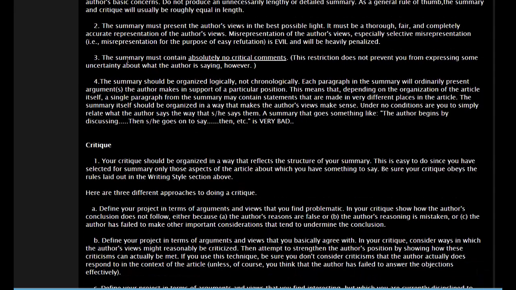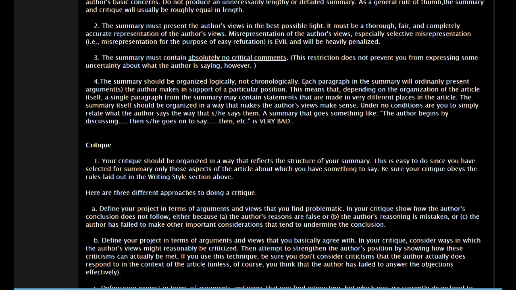And then finally, the summary needs to be organized logically, not chronologically. And this, again, is one of the most common mistakes. People who don't really have a project in mind or an idea of what they're trying to accomplish will just write a narrative summary. And the cues for the narrative summary are very, very clear. The writing style is always, first the author says this, then the author says that. Then they go on to say this, and they mention, don't use the word mention ever. Mention is a very poor word to use in a philosophical analysis. They mention this, and then finally they say this.